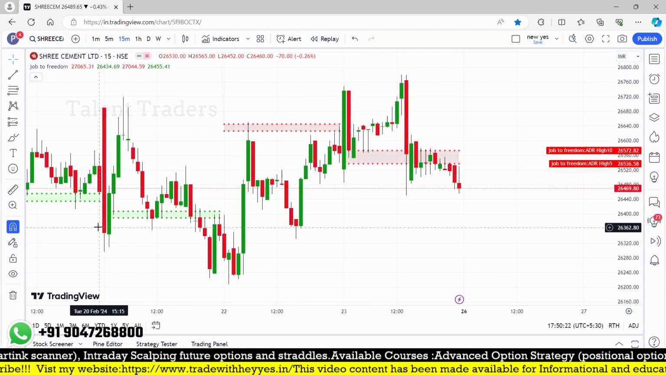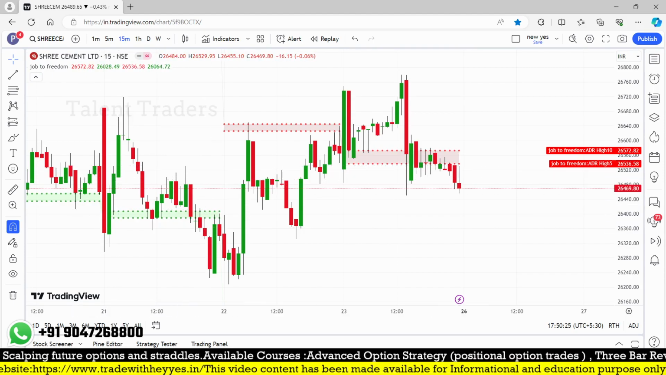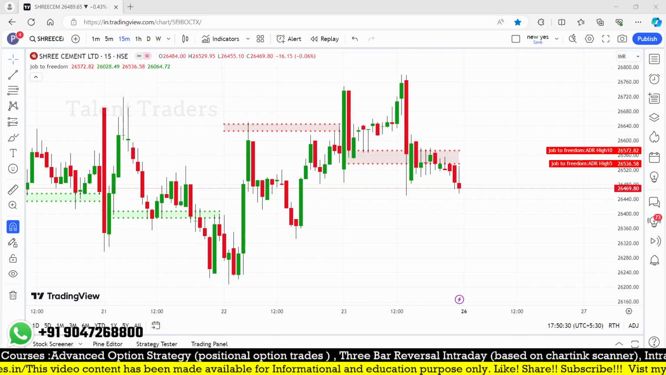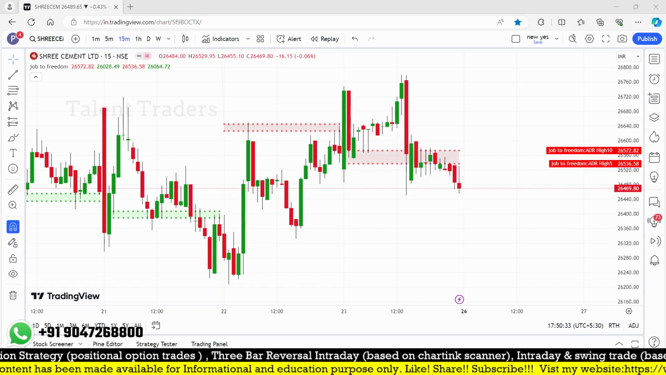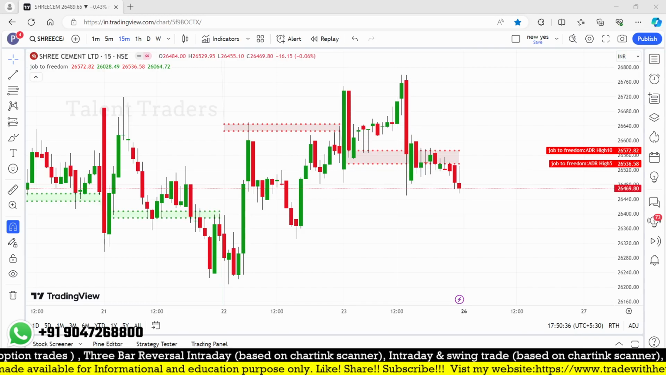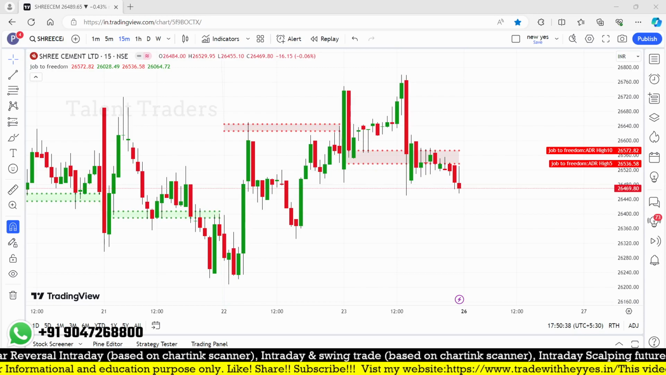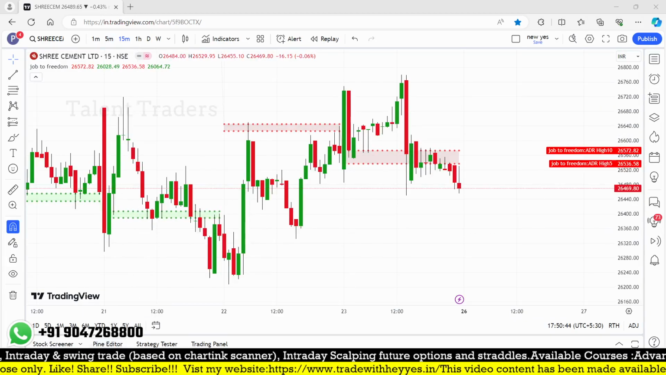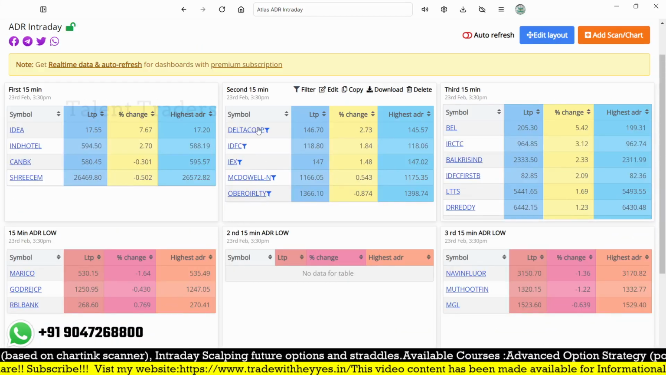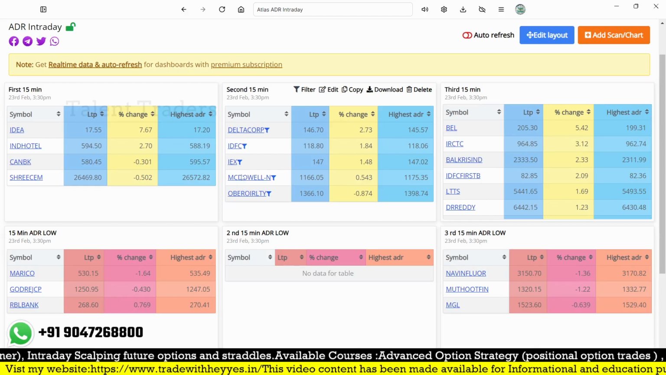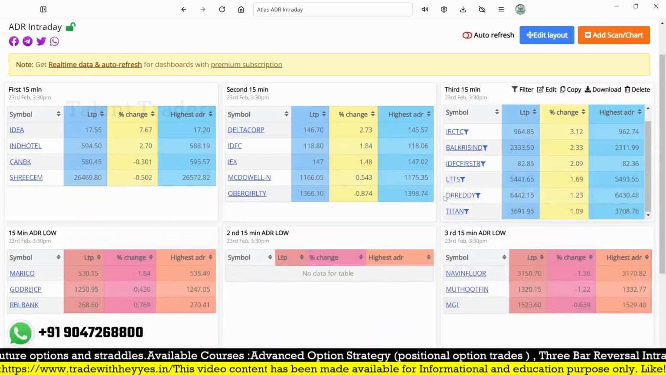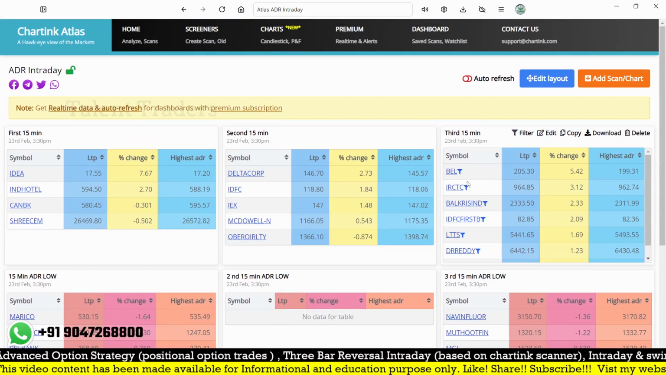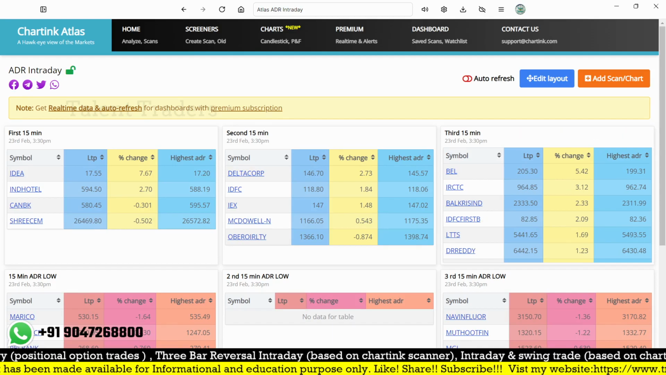But if you look at the first candle, mostly the stocks which opened with a gap up or gap down, the stop loss would be very big. Previously we had one more scanner. In the second 15 minutes candle there are Delta Corp, IDFC, IEX, and in the third 15 minutes you can see almost 7 stocks. Which one to take? Someone was having a big stop loss, someone a small stop loss. We don't know which one.